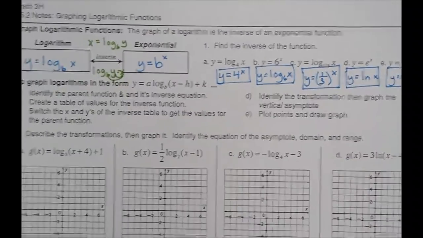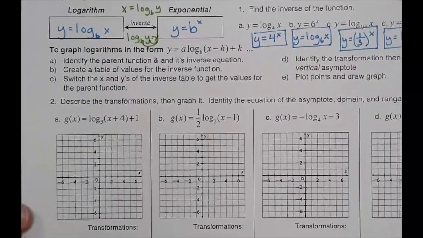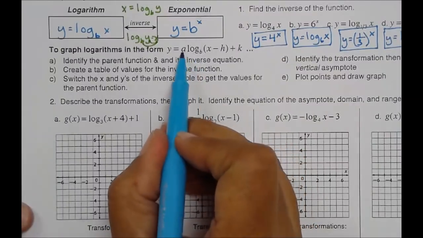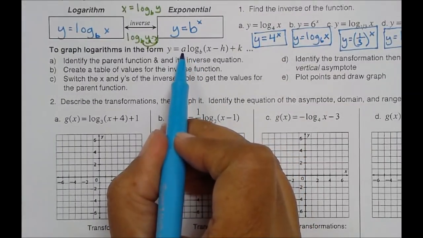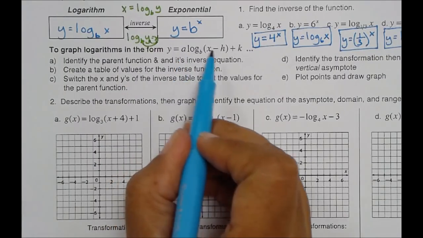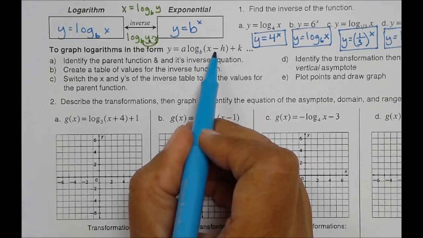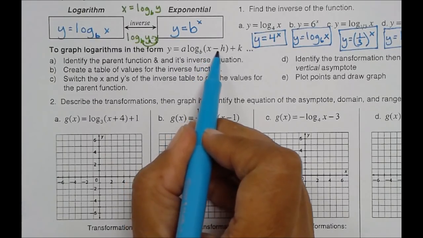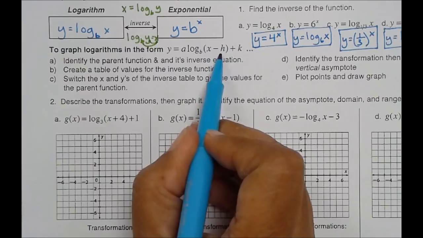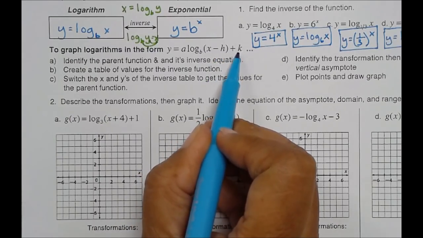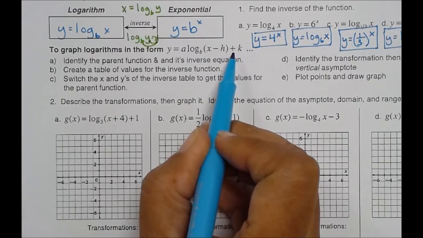Okay, we're going to be graphing these logarithms. And if you take a look at this, there's our a. That changes it: if it's negative, it has a reflection, or there's a vertical stretch or compression. Then we have our x inside the parentheses. The h moves it left or right, but opposite, and then k moves it up and down. You should be very familiar with that.